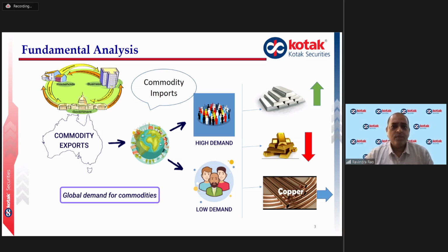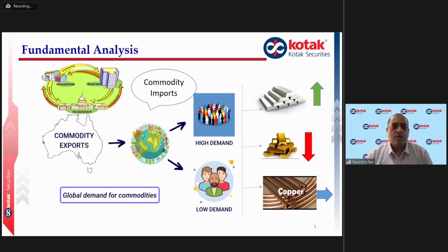So anything that happens in the US directly impacts commodity prices. Any political issues, or any monetary policy changes in the US, or for that matter in other bigger economies like China, if there is any major change in the Chinese economy, that might impact base metal prices. So all these factors one has to keep in mind when trading commodities.